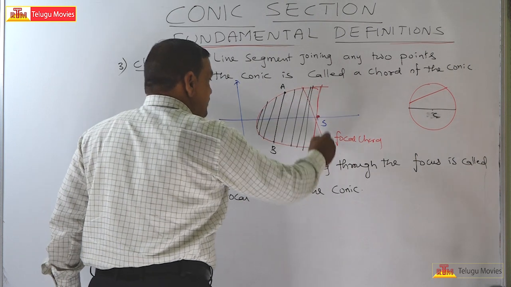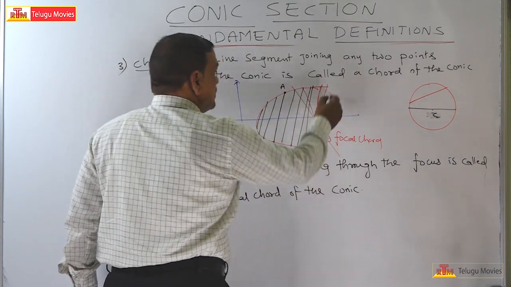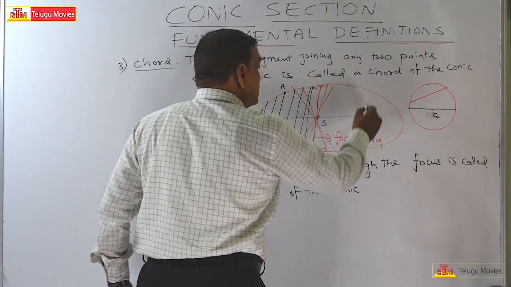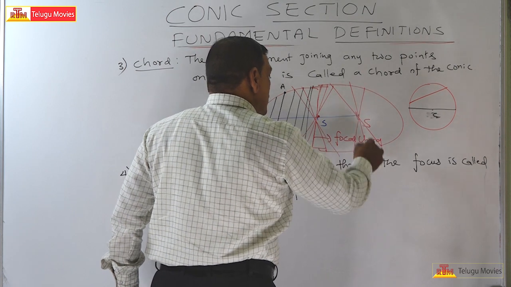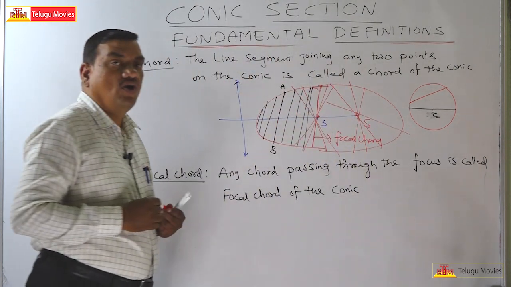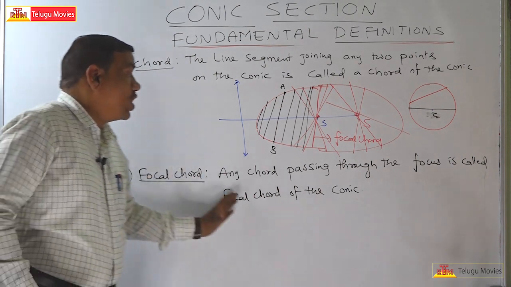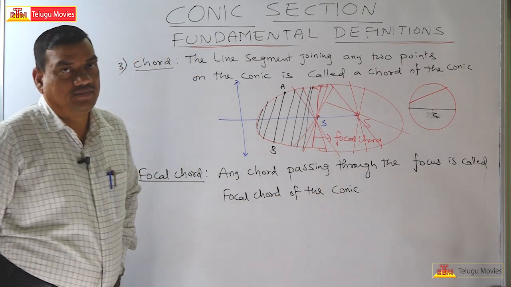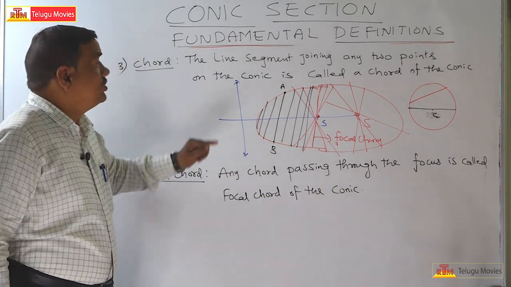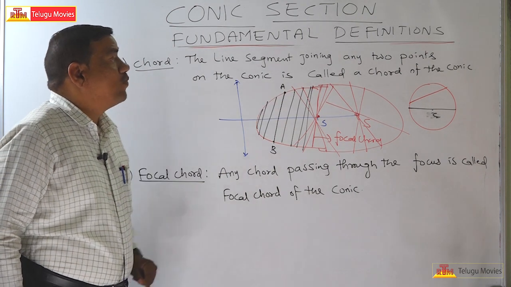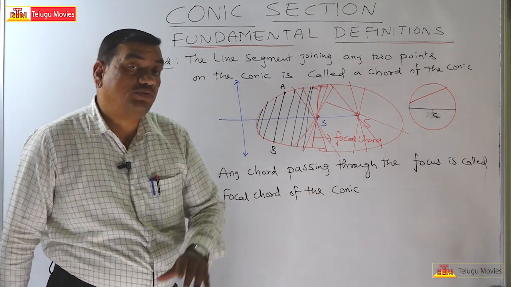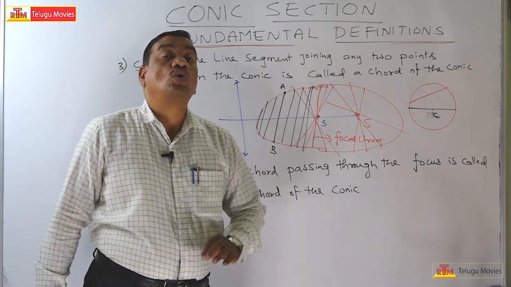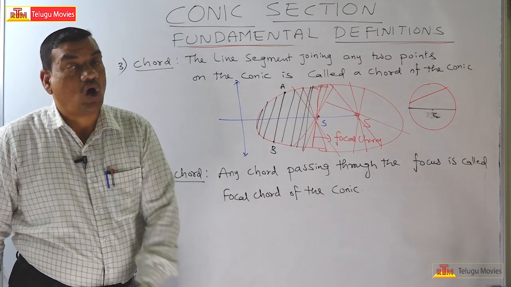See here, this is a focus, this is passing through focus, this is passing through focus. If you take the ellipse, it will have 2 foci. Here also passing through focus, passing through focus. All these are called focal chords. Therefore, any chord passing through the focus is called a focal chord of the conic. A line segment joining any 2 points on the conic is called a chord of the conic. A chord which passes through the focus of the conic is called a focal chord of the conic.